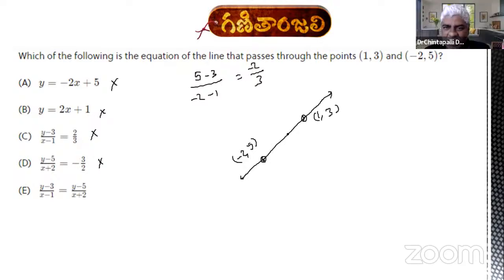Taking one variable point. Let that variable point be (x, y).